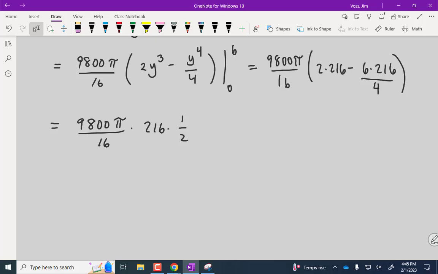Yeah, we'd be doomed if those were decimals. 9,800 times 216 divided by 32 times pi, times a half. Somebody else confirm? Yep, the arithmetic. Okay, and our units are joules because we're finding work.